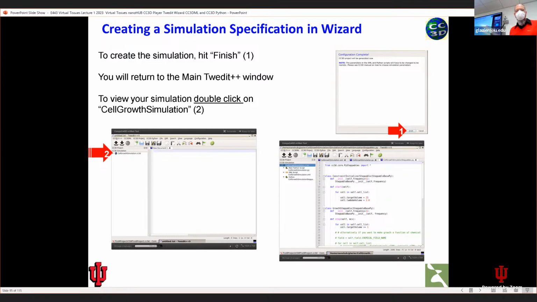And now you'll be back in your editor. You should see a line here that says CC through whatever you call your simulation. Double click on that, and it should open it up, and you'll see the simulation code that was generated.